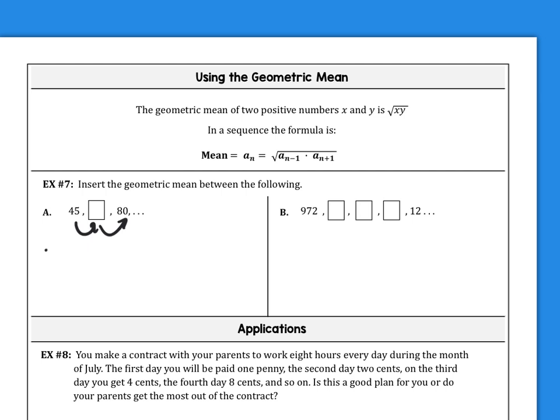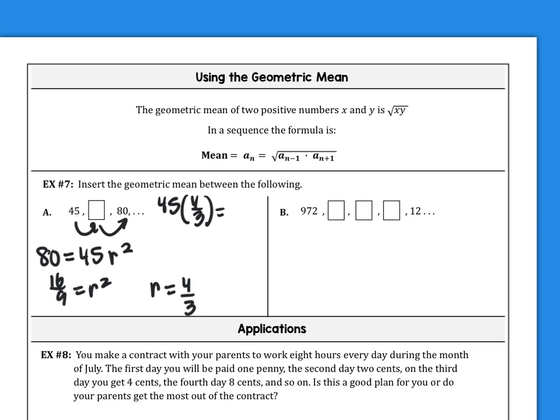Okay, so 80 can be found by saying 45 times r twice, because there's 2 steps. So if I divide by 45, that gives me 16/9. And then if I square root that, square root of 16 is 4, square root of 9 is 3. So that means I'm multiplying by 4/3 each time. So all I'm really saying is 45 times 4/3. And that cancels, see, that's 15 times 4, that's 60. So the missing one is 60.